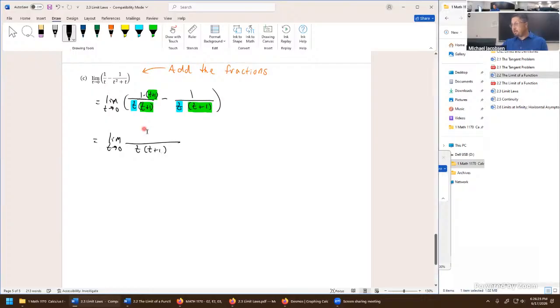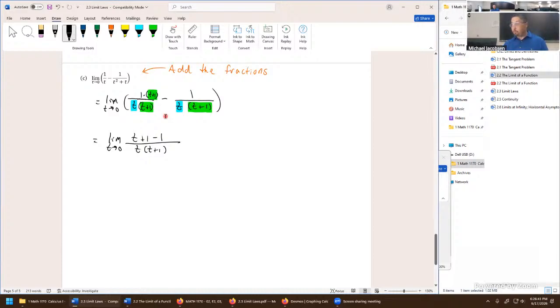something over t times t plus 1. And the numerator of 1 times t plus 1 is just t plus 1. Then go minus 1. So we'll have to do this kind of work here and there.